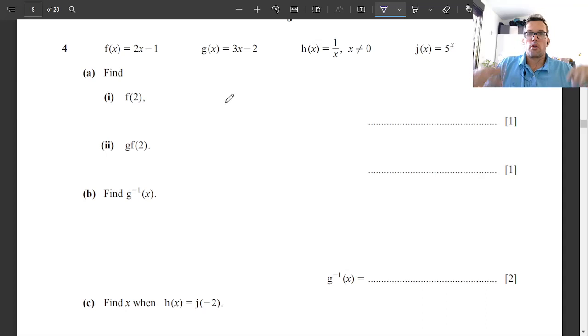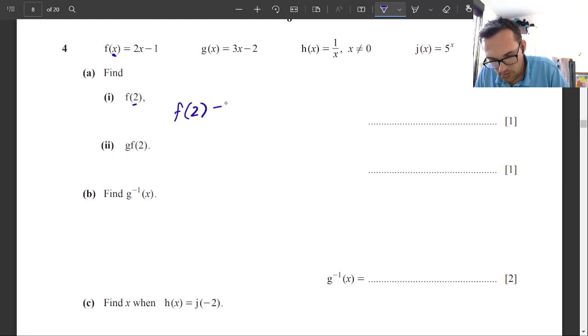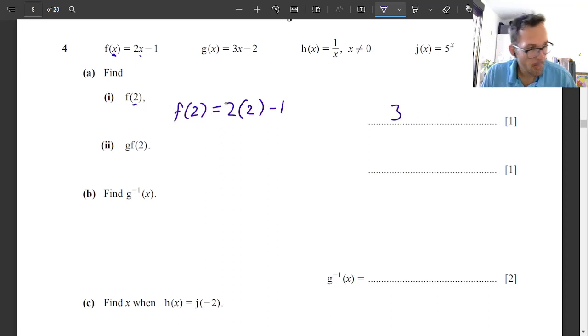Question 4, a mountain of functions to do. This is going to be fun. Right, first of all, find the function of f2. So if you look there, what they've done is they have just substituted the x for a 2. So the function of f2, we substitute that x for 2. So it's 2 times 2 minus 1, 4 minus 1 is 3.